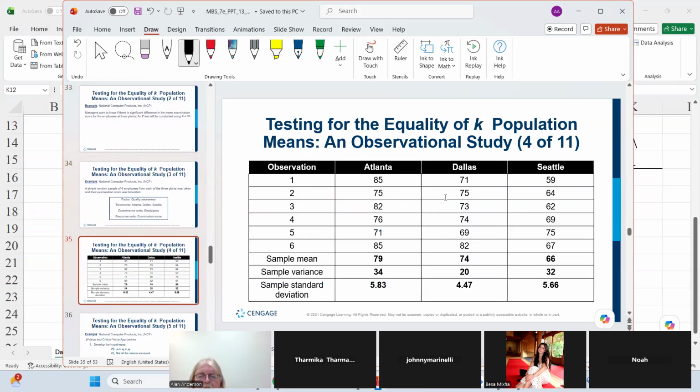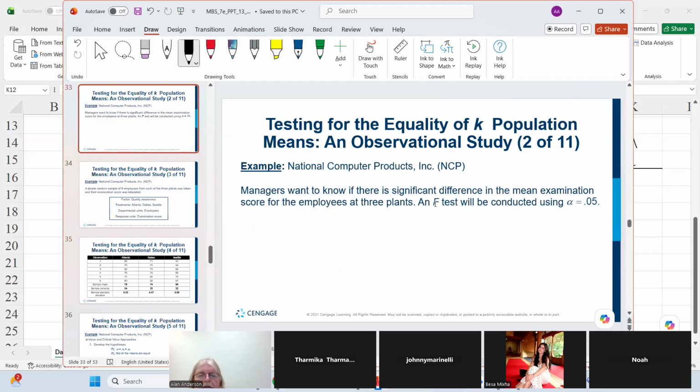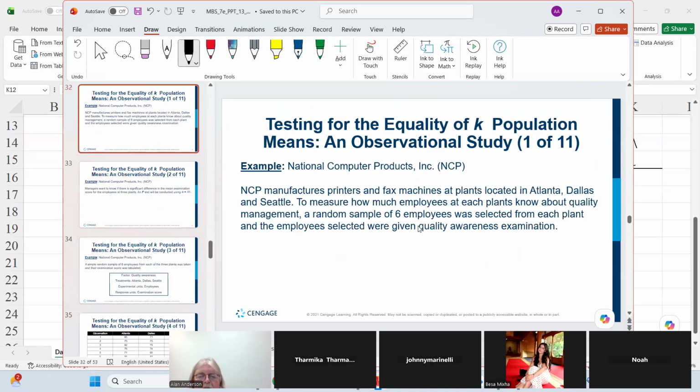Now, this one involves three cities. Is there a difference in the mean examination score of the employees at the three plants? NCP manufactures printers and fax machines at plants located in Atlanta, Dallas, and Seattle. To measure how much employees at each plant know about quality management, a random sample of 6 employees was selected from each plant, and they were given quality awareness examinations.